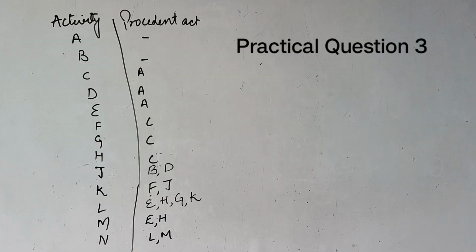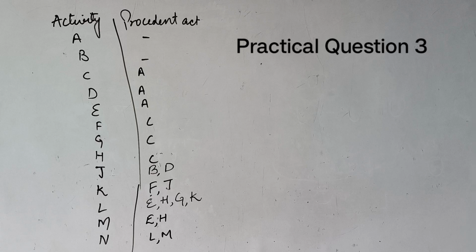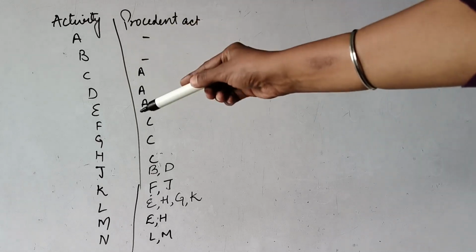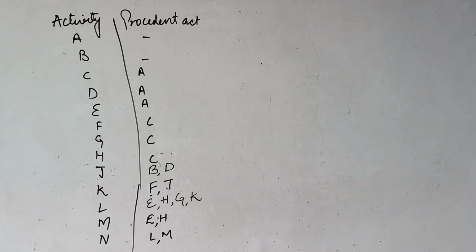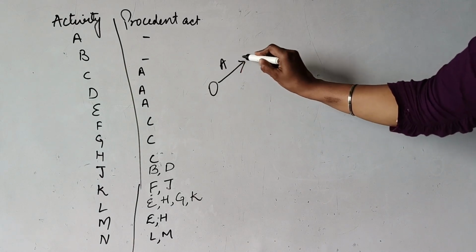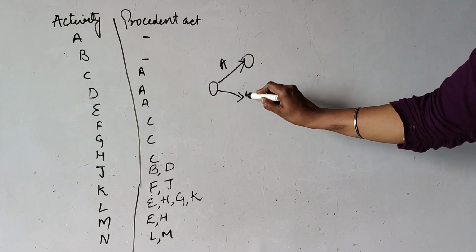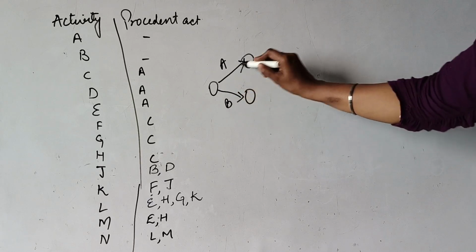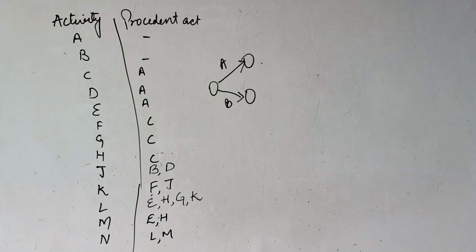Now this is a third example for the network drawing. There will be a little difference from the previous 2 examples we have done. Now see, in this we have been given the activity and their preceding activities also. Now A and B do not have any preceding activity. So I am starting like that. This is my activity A and this is my activity B. So whenever activities are given, these are the activities. They do not have any precedent activity.